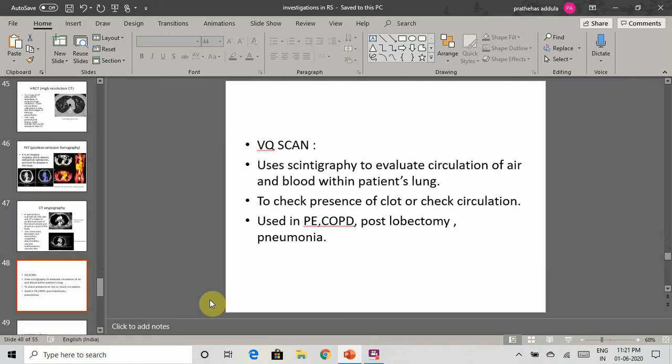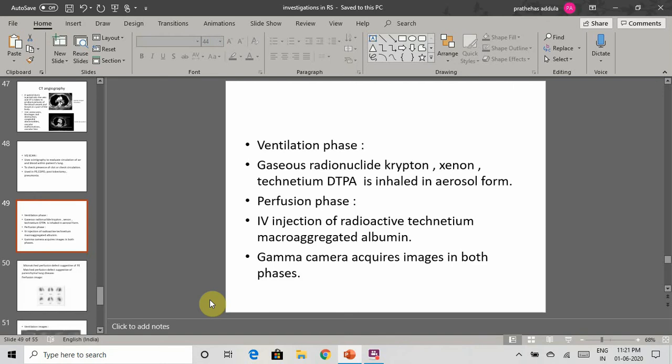VQ perfusion scan uses scintigraphy to evaluate circulation of air and blood within patient's lung to check presence of clot or check circulation. Used in pulmonary embolism, COPD, post-lobectomy and pneumonia. In ventilation phase, gaseous radionuclide, krypton, xenon and technetium DTPA is inhaled in aerosol form. In perfusion phase, IV injection of radioactive technetium macroaggregated albumin, and gamma camera acquires images in both phases.